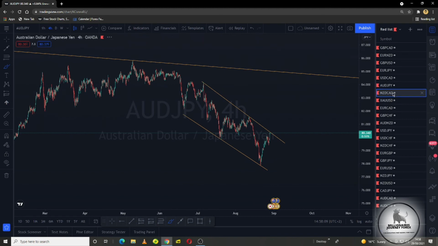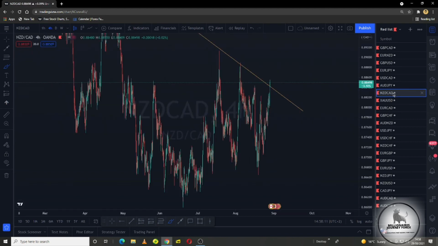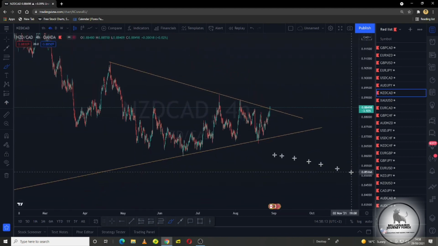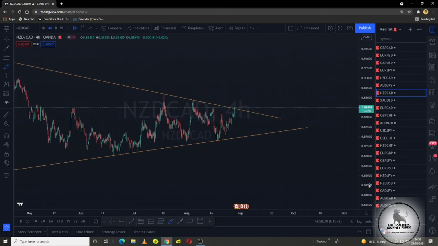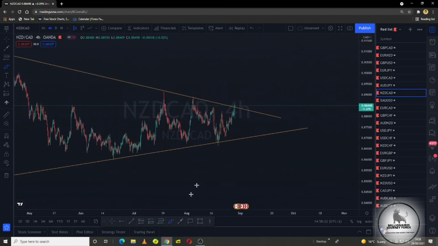So let's look at the last pair, which is NZD CAD. NZD CAD is also in a pattern similar to GBP CAD, and it's already breaking from the upside, which means if it is breaking like this, I need some sort of a pattern here, and then I will take that trade if I get this pattern.